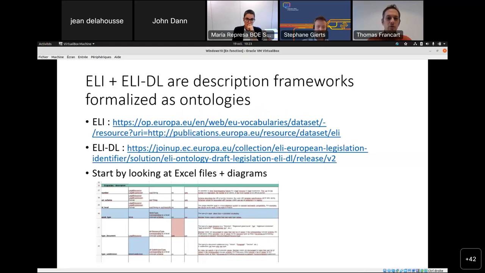So first of all, if some of you want to have a closer look at what the ELI and ELI-DL ontologies are, here are the links, the precise pointers. You will find documentation. All of this is pretty heavily documented. It's not only the technical file, but you will find Excel files and diagrams describing what I'm going to explain to you now.